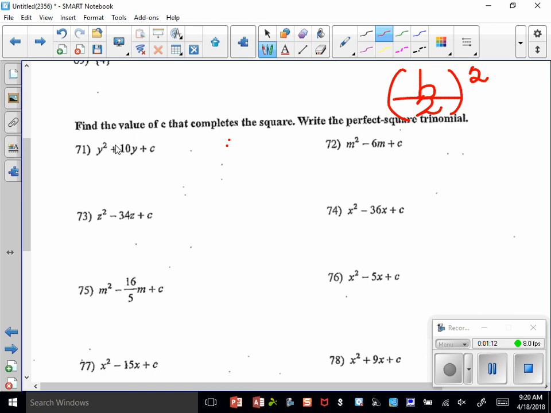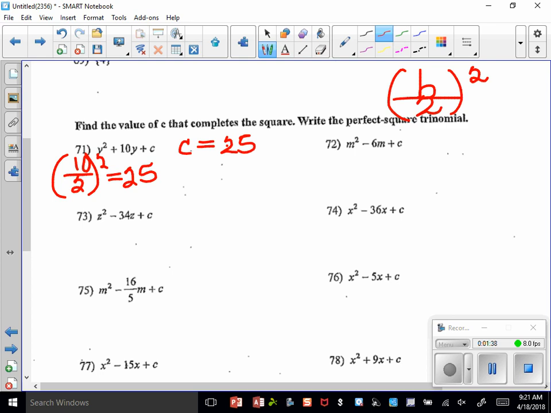So in this case, the B term is 10. So I'm going to write 10 divided by 2, which I know is 5. And 5 squared is what? 25. So in this case, C equals 25. That's all you do. All we're doing is just trying to make it a perfect square trinomial.